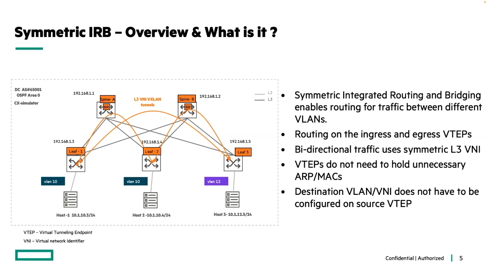In the same way, VTEPs in the network don't have to hold unnecessary ARPs or MAC addresses. VTEPs only try to keep the addresses they need for efficient communication. In Symmetric IRB, when the data is sent from the source VTEP to the destination VTEP, it is not necessary to specify the destination VLAN or VNI on the source side. The symmetric network infrastructure itself takes care of this automatically. So these are some highlighted overviews of what Symmetric IRB is, and we will discuss how this is implemented using the Aruba AOS-CX simulator.